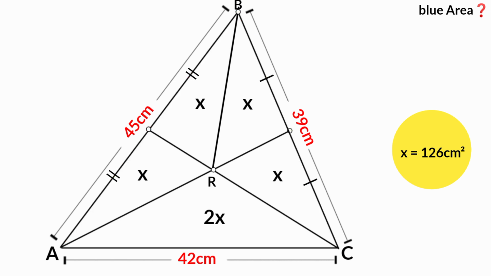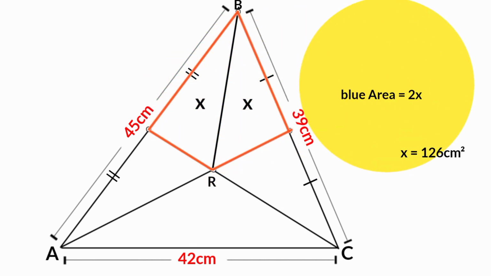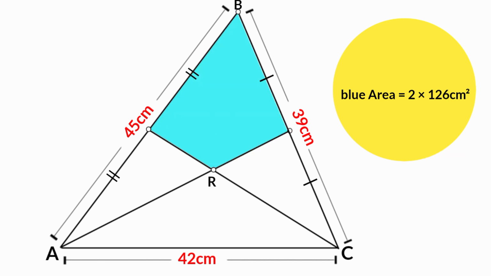Now recall, we wanted to calculate the blue area, that is this quadrilateral BPQR, and we can see its area is 2X. So area of blue equals 2X. But X we have here to be 126 centimeters squared. If we substitute that here, blue area equals 2 times 126 centimeters squared, which is 252 centimeters squared. So blue area equals 252 centimeters squared.